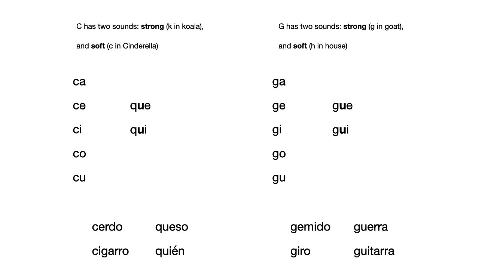One more time, the vowels. A, E, I, O, U. Pronounce that with me one last time. A, E, I, O, U.